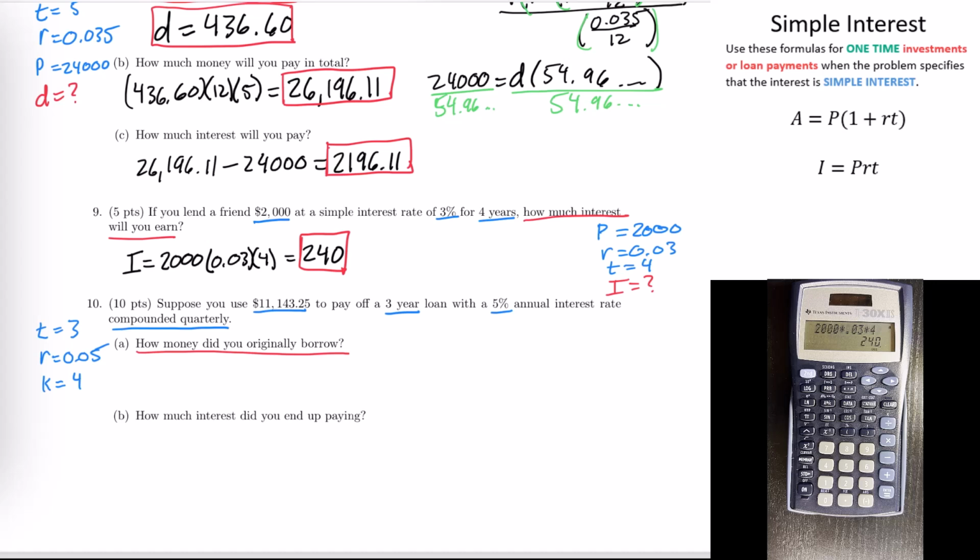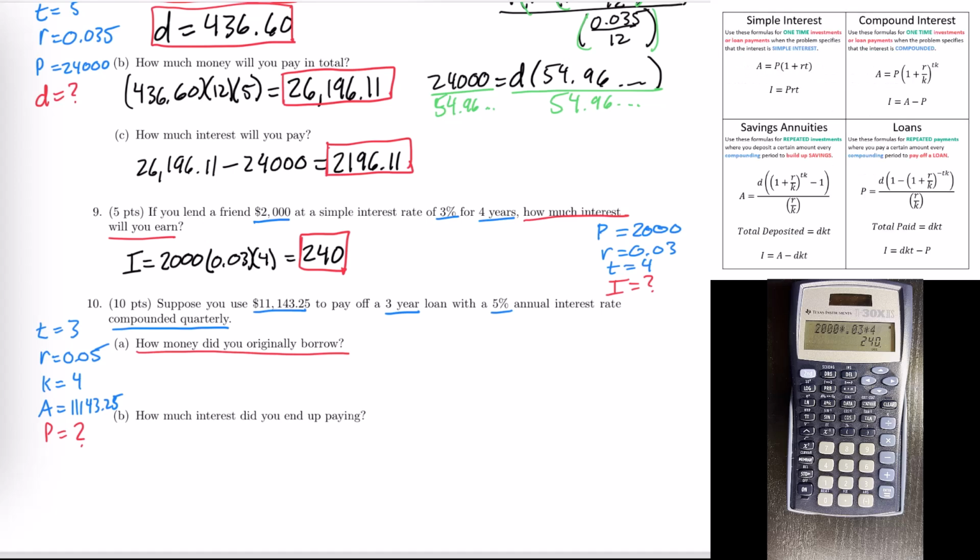Now, the $11,143.25, that's the amount that we're using to pay off the loan. And it doesn't say that we're paying it off every month with that amount. That's basically the amount that we're paying off all at the end. And so that means that that number is going to be A. And then the question is asking us how much money did we originally borrow, which is the beginning amount. So we're looking for P.